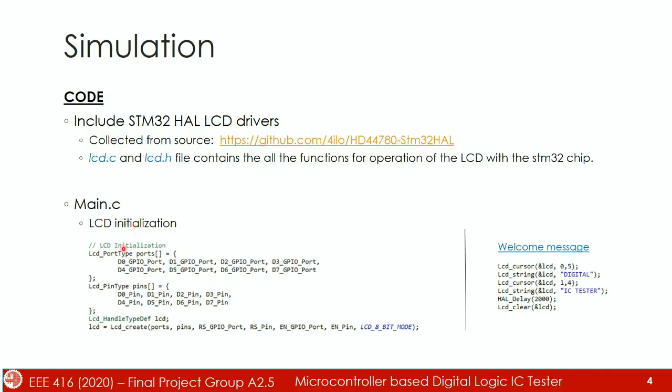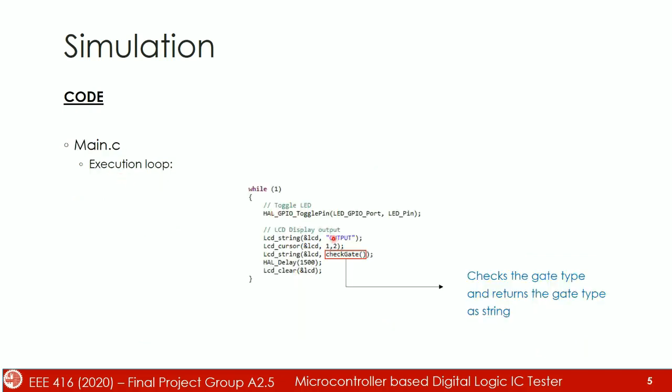In the main.c file, in the main function, firstly we initialize the LCD by defining all the data ports of the LCD, and finally creating an LCD object using the LCD create function. We create the LCD in the 8-bit mode. Now this is our main execution loop, which continuously checks the gate using the checkGate function, which returns a string giving the name of the gate type.